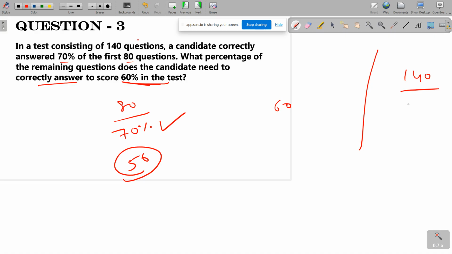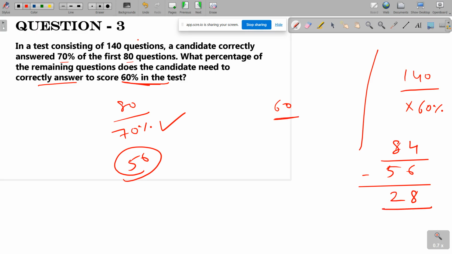It means if we calculate 60% of the 140, that is the number of questions that he needed to answer correctly. What is the 60% of 140? It is 84 questions. 84 questions needed to be answered correctly. 56 he has already answered correctly. How much is left? It is 28 questions that are left. So 28 questions he needs to answer correctly from these remaining 60 questions.